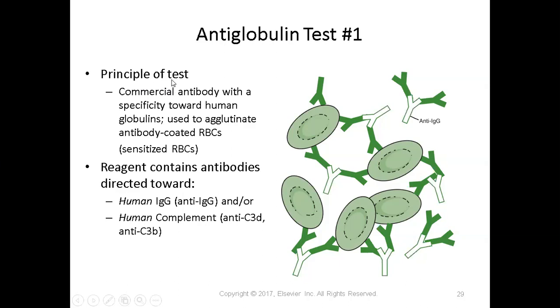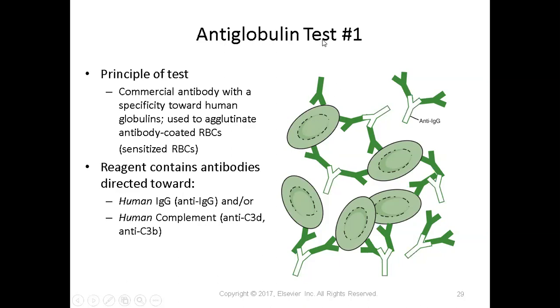So the principle of the test: it's a commercial antibody that has a specificity towards human globulins, okay? And it's used to agglutinate antibody-coated red cells, okay? So we're going to be talking about other types of tests down the road where a red cell has an antibody attached to it. And so here's a picture from our book where we could see that these green antibody molecules are attached to these red cells. And so sensitization has occurred.